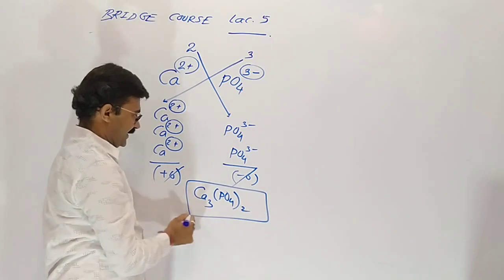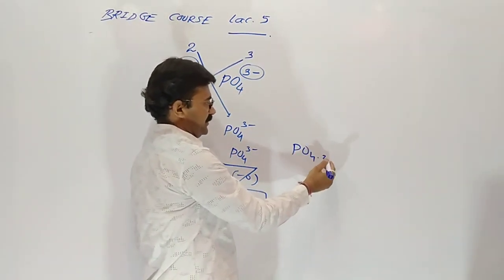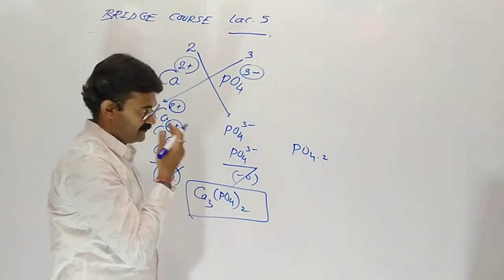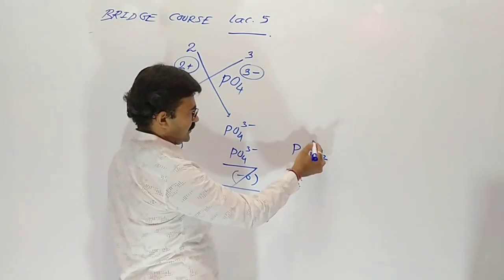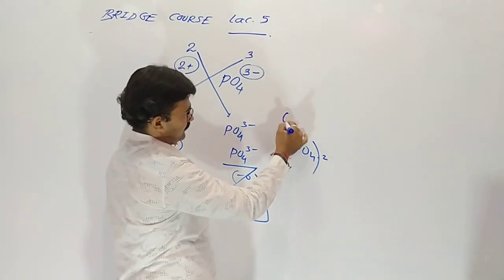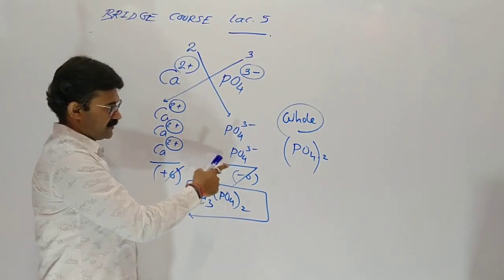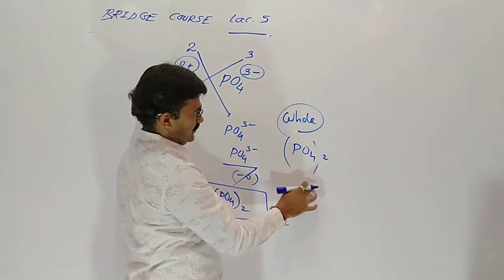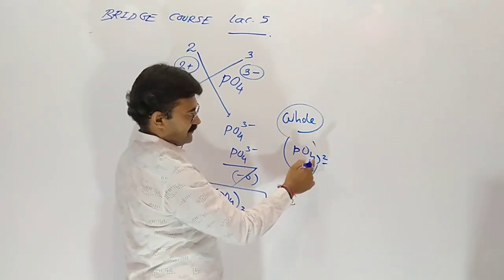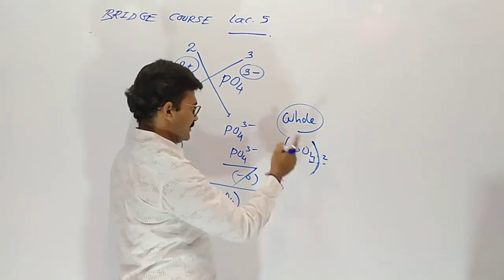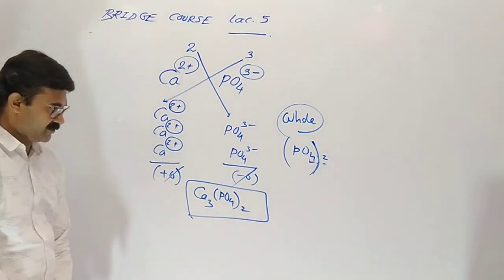Here the bracket is compulsory. Why? If we take PO4 and 2, it is meaningless. It has no meaning. Actually the whole phosphate should be twice. Here 2 indicates only oxygen is twice, otherwise it is meaningless. So in this case we have to take phosphate into a bracket.